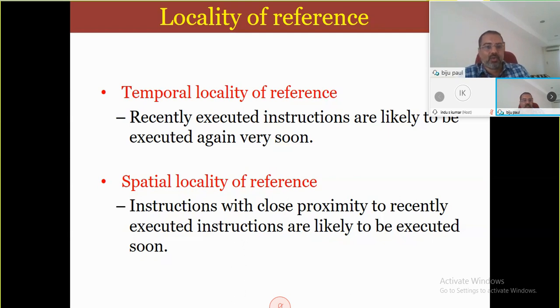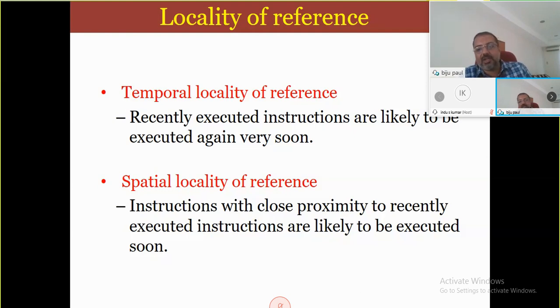So I have mentioned two things. Let's come to the technical term: temporal locality of reference. It means that recently executed instructions are likely to be executed again and again soon. When we take some instructions from the main memory and they are in the cache memory, there is a high chance of accessing that content in the cache memory immediately, again and again.